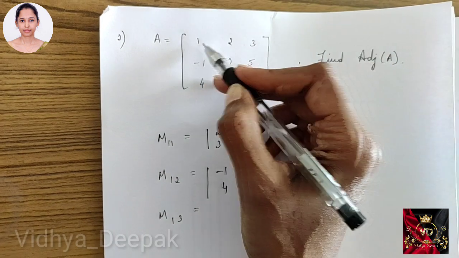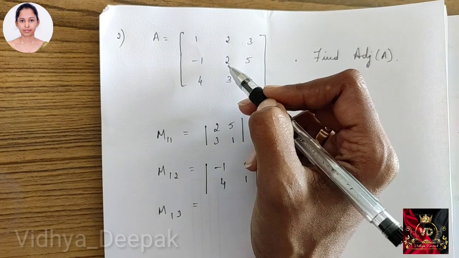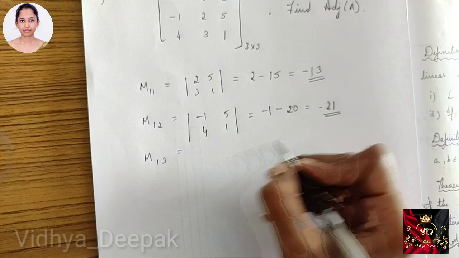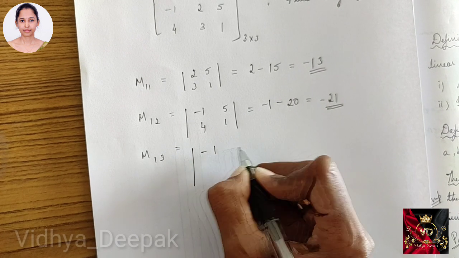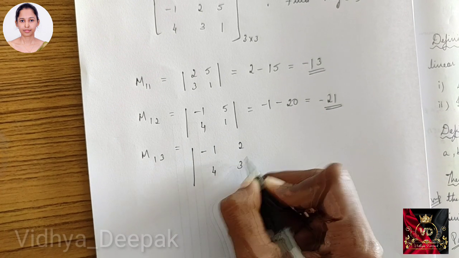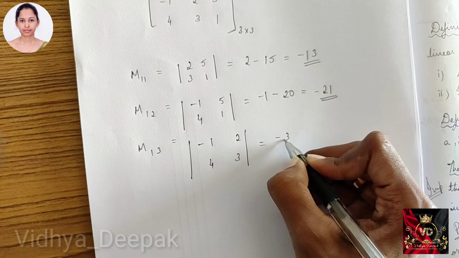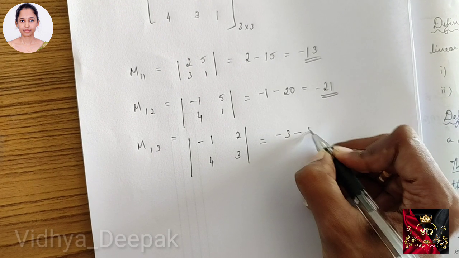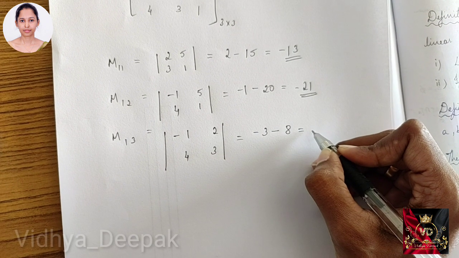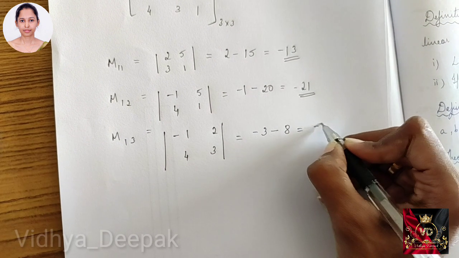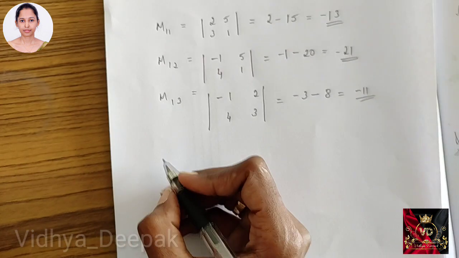Now M13. So M13 is this element. So this row and this column get vanished. You are left with minus 1, 2, 4 and 3. Determinant of this is nothing but minus 1 into 3 is minus 3, minus 4 2s are 8. Minus 8 minus 3 is nothing but minus 11.